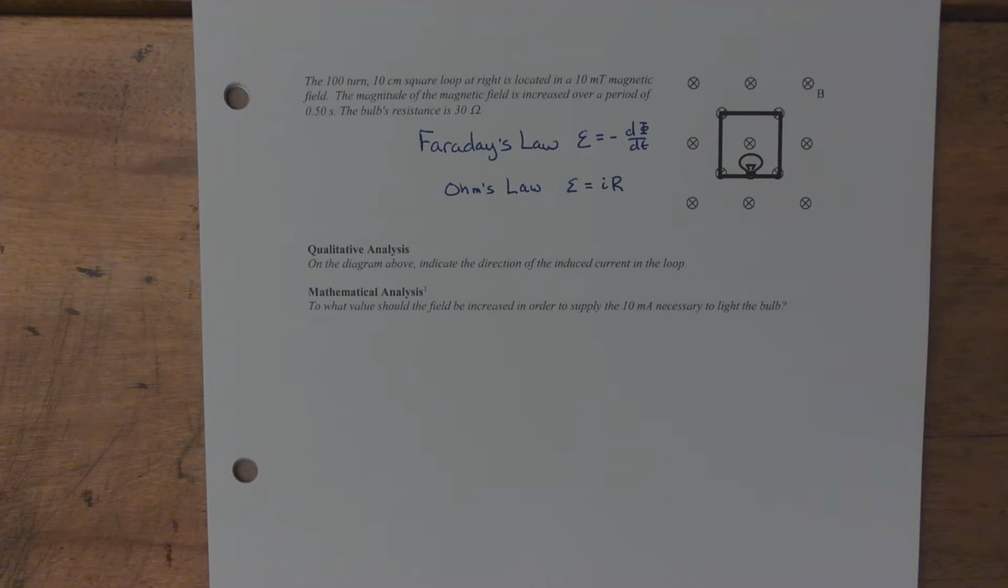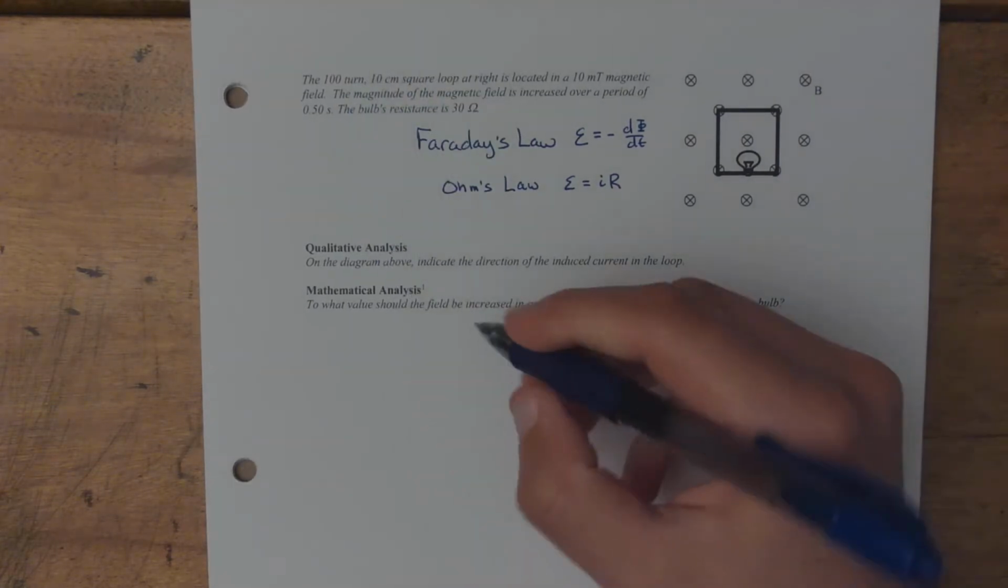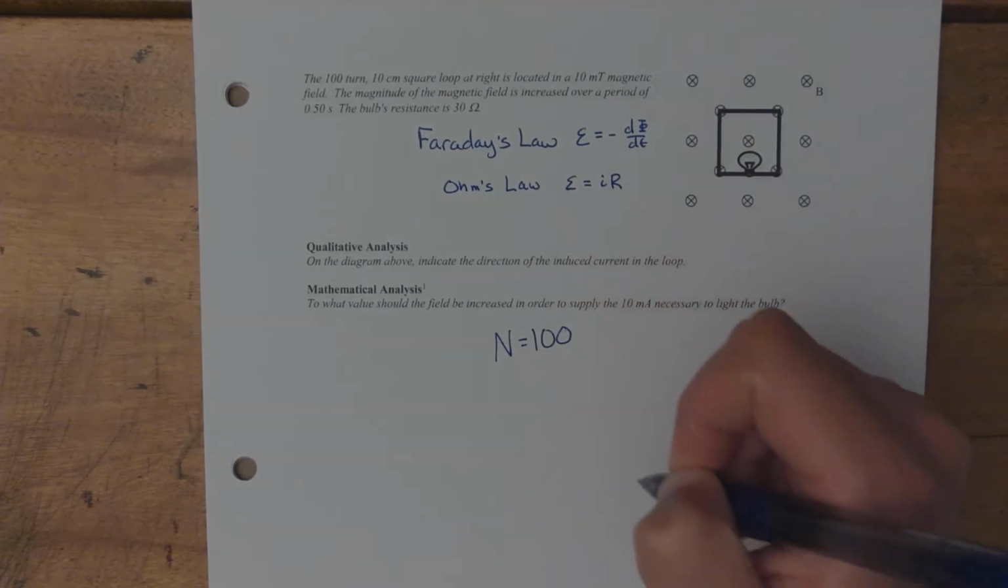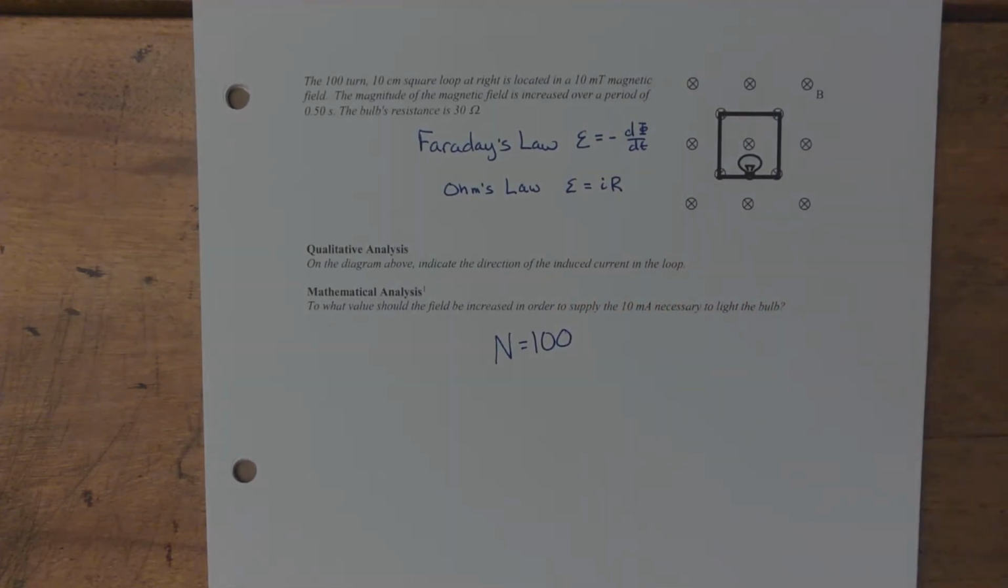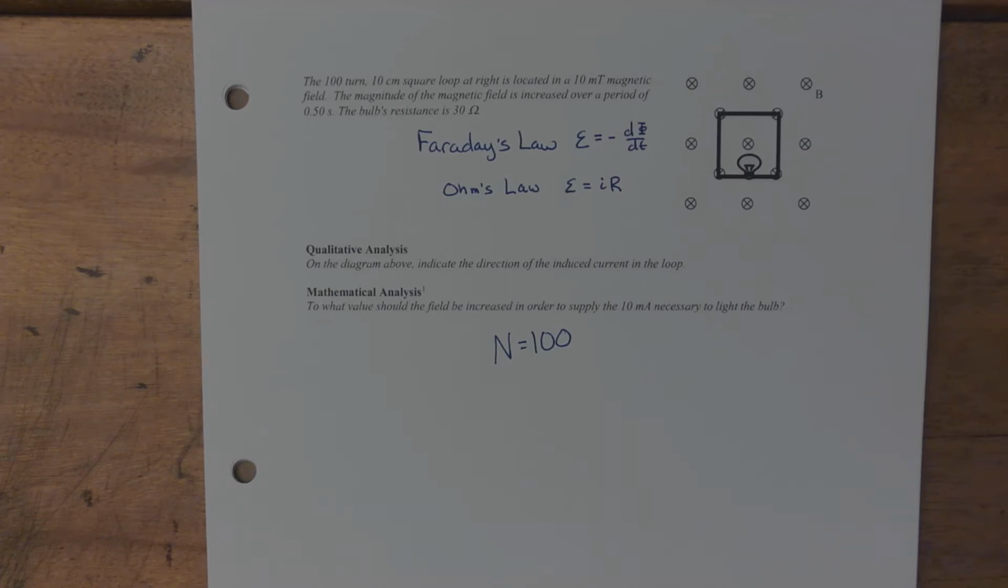Now, often what I like to do in these problems, if something has a number of turns, I will write that down right away because I have a tendency to forget. If I don't write it down, that I need to multiply things by the number of loops, as you may end up noticing before we get to the end of this section. So if I write it down right away, that helps me to remember to include it.